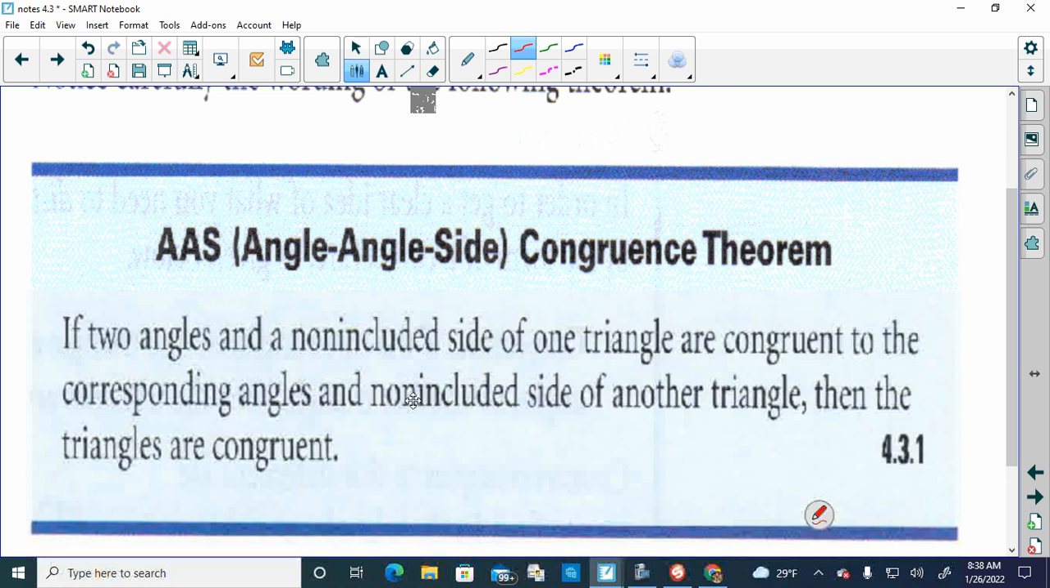Okay, so this was vocab that you wrote. So 2 angles and a non-included side of one triangle are congruent to the corresponding angles and non-included side of another triangle. Then the triangles can be congruent, okay? But again, you have to look at the drawing. Make sure it's in the same location, okay? Can't be in different locations.